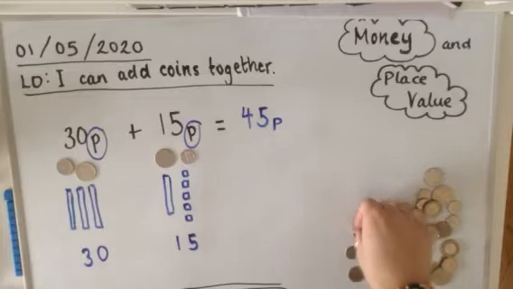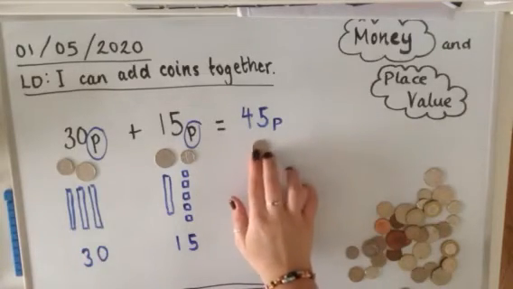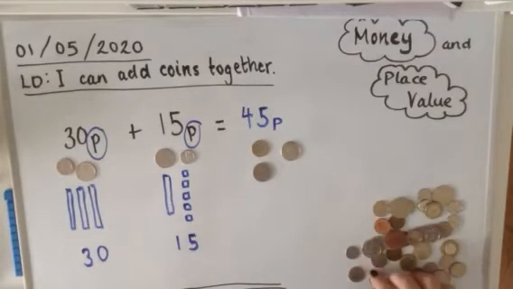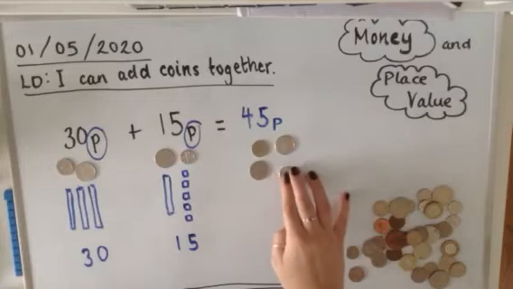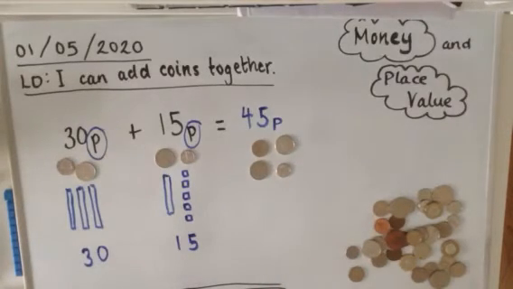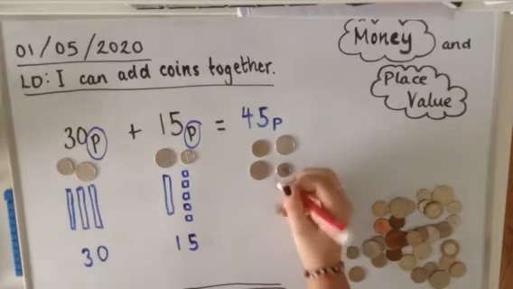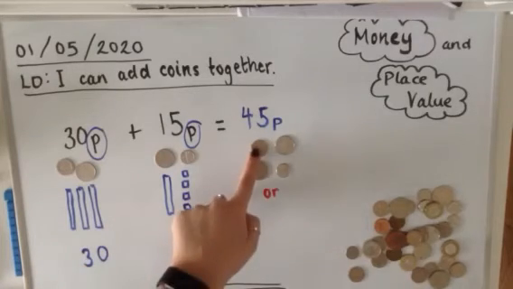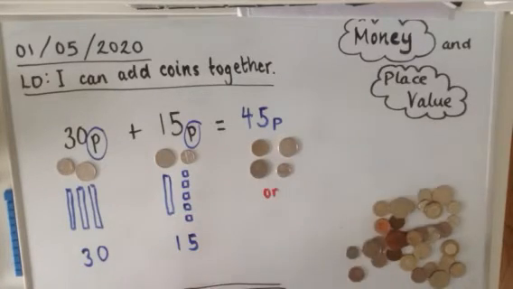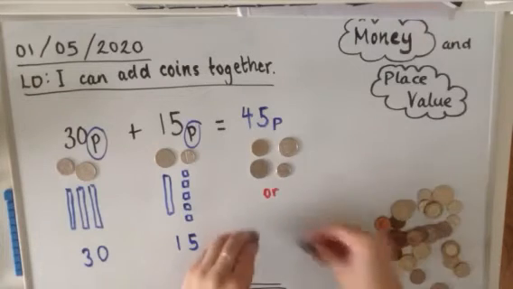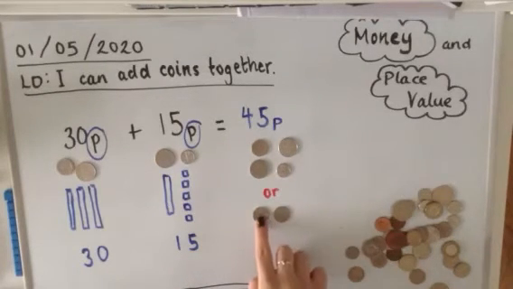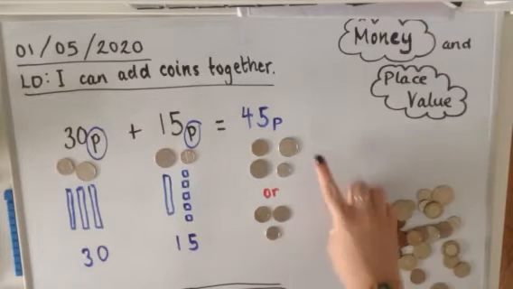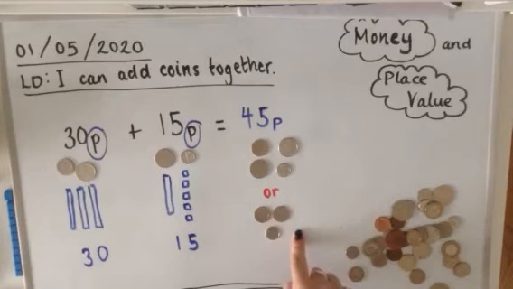Now I could create 45p with the coins I've already got. So that would be 20, 2 tens and a 5. That would be 45p. But there is another way of showing this. Because I have 20, but 2 tens also equal 20. So I could use 2 20p's, so 20, 40, and I would have 5 left over. So this would be 45p, or this could be 45p.